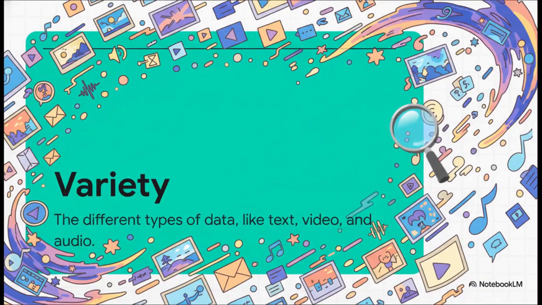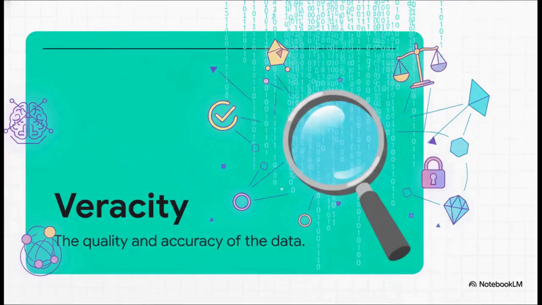Now, let's talk about variety. You see, big data isn't just about neat numbers in a spreadsheet. No, it's messy. It's your photos, the videos you watch on YouTube, the voice notes you send, emails, texts, all these different types. This mix of organized or structured data and all this unorganized or unstructured data is what we call variety.